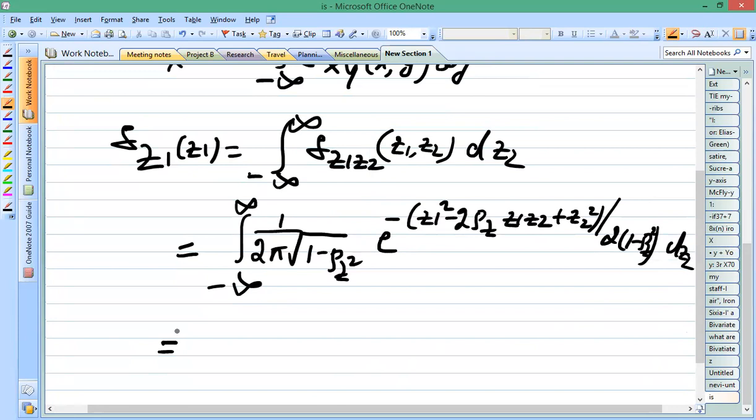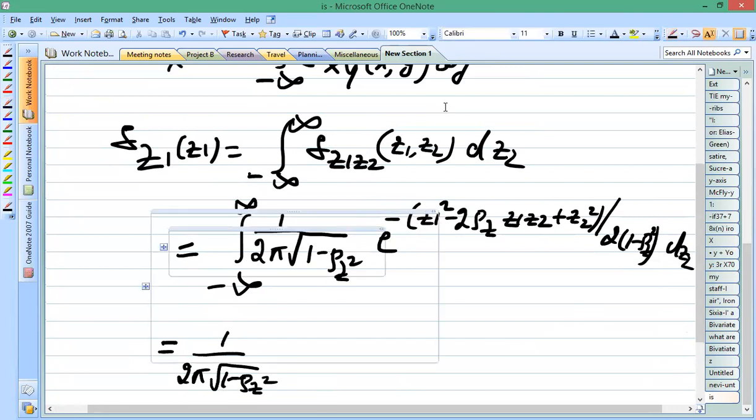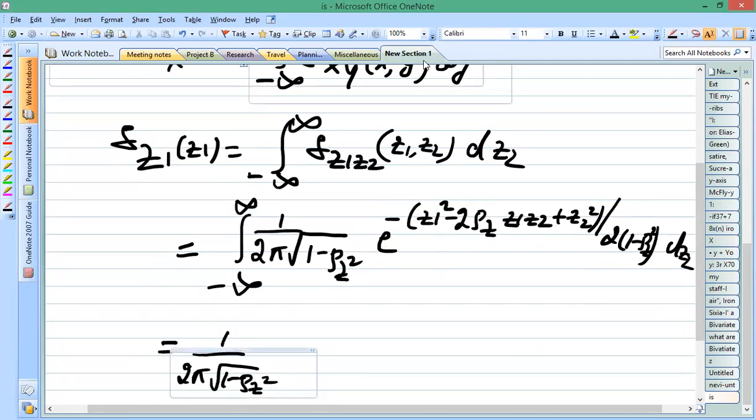In the next step it can be rewritten as follows. I'll take 1 by 2 pi square root of 1 minus rho z square as common. This can be taken as common as it is independent of the independent variable z2.